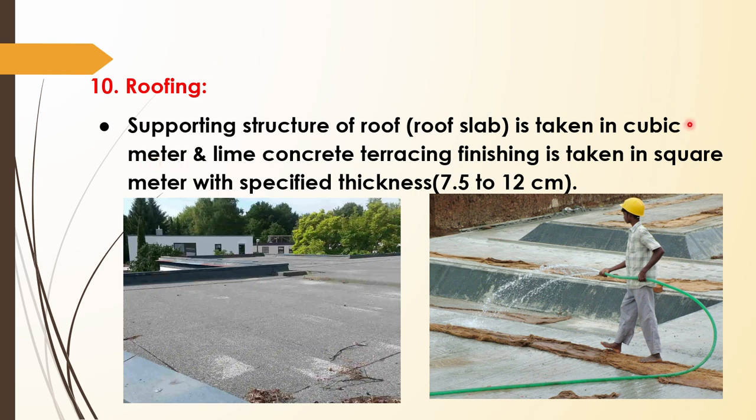Sorry, it is calculated in terms of cubic meter because we are providing a roof slab here. Reinforced structure is provided here. Now lime concrete terracing finish is taken in square meter. If you are finishing the roof, then we will provide lime concrete for finishing it, and we will calculate the quantity in terms of square meter. We will provide lime concrete at a thickness of 7.5 to 12 centimeter.